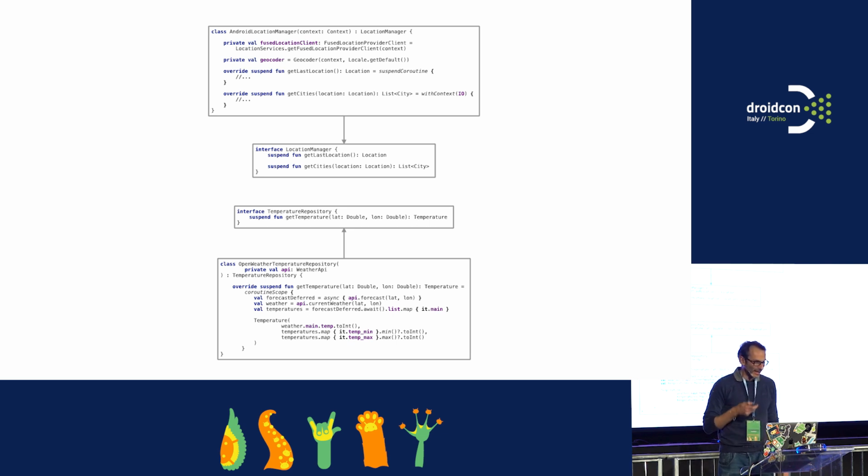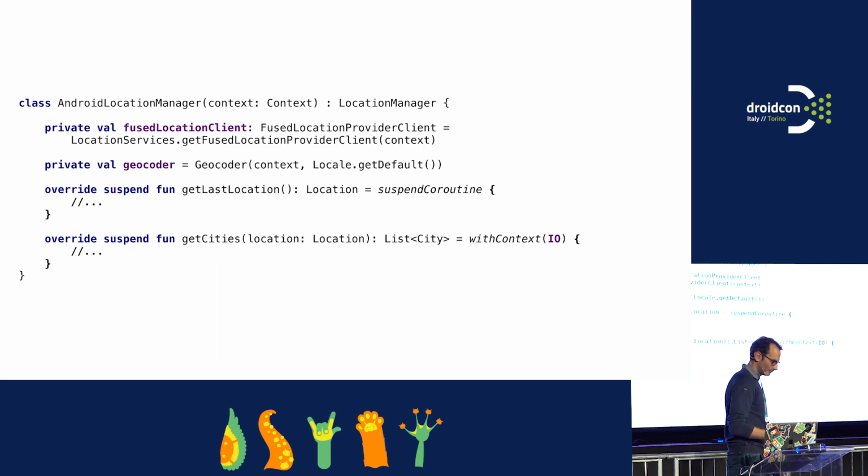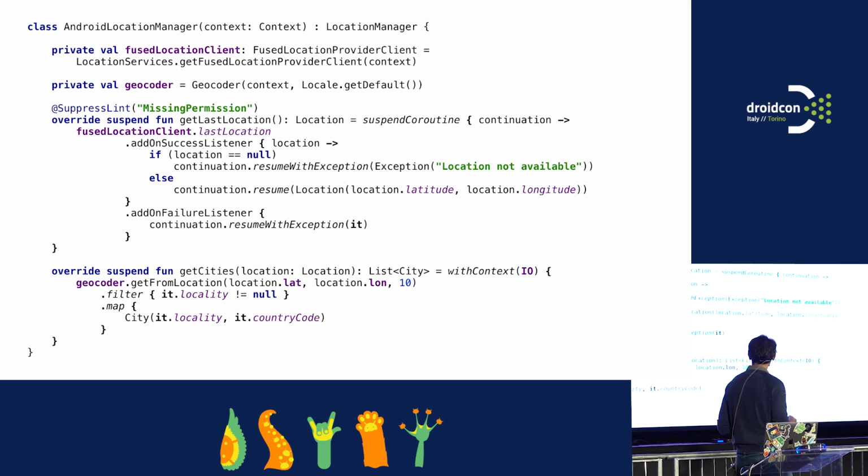Okay. So the Android location manager is the implementation of the location manager that basically uses a context to use the fused location client and the geocoder. And then basically the two methods are the mapping of the standard Android calls to the coroutines world. So we are using suspendCoroutine and withContext. And these are two suspending methods.